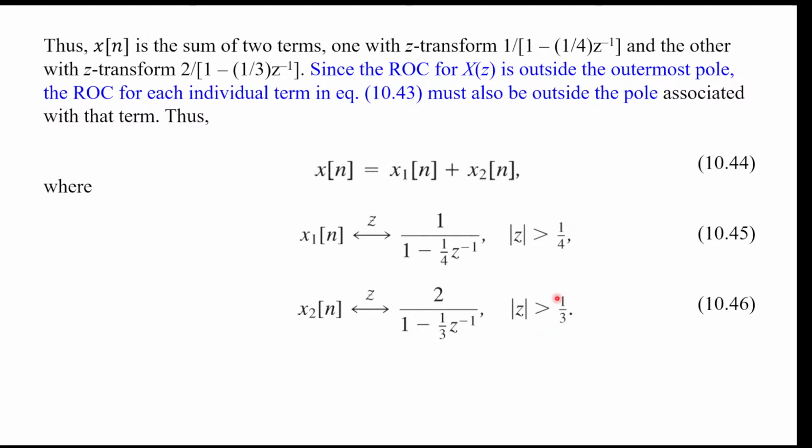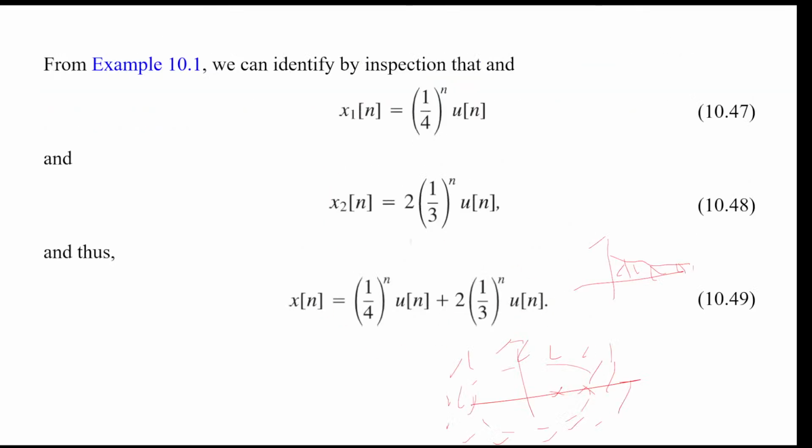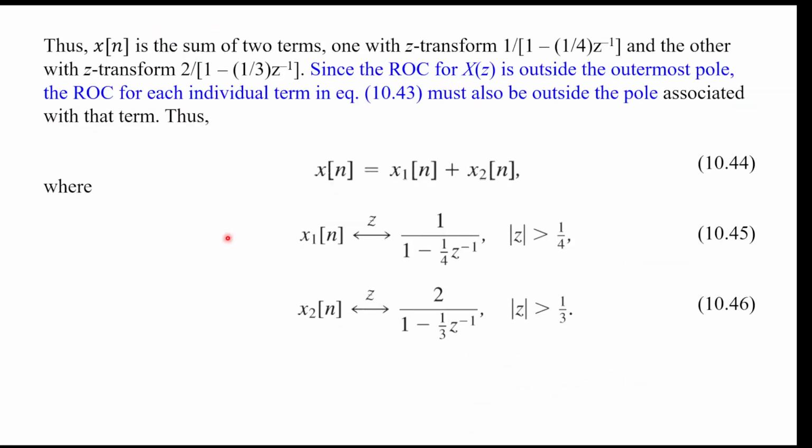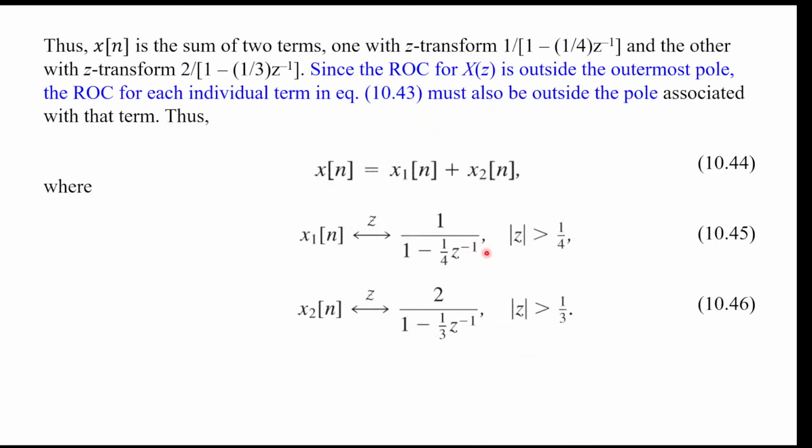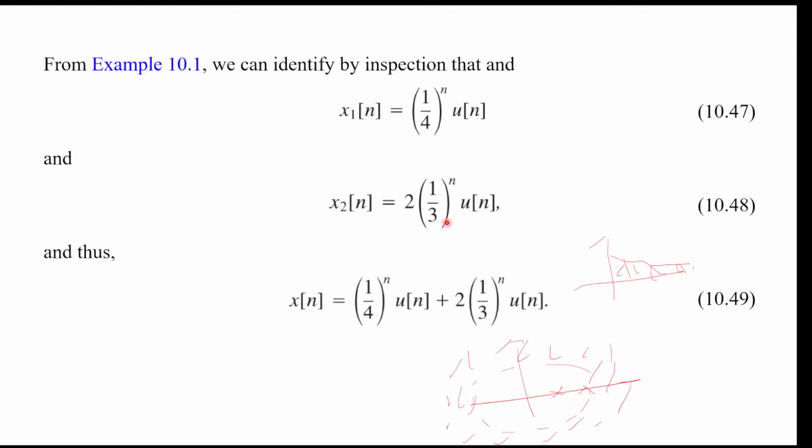Then with those two, we can use example 10.1. Example 10.1 says that if you have an exponentially decaying signal, then the z transform will look like those two things, and so inversely transform to those exponentially decaying signals. So we have a equal to 1 over 4 here, and a equal to 1 over 3 here, and also an extra 2 here. Then finally, with linear combination, we have x of n equal to 1 over 4 to the n u of n plus 2 times 1 over 3 to the n u of n. Okay, so this is the partial fraction expansion.